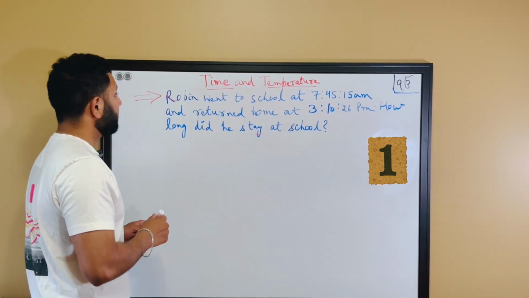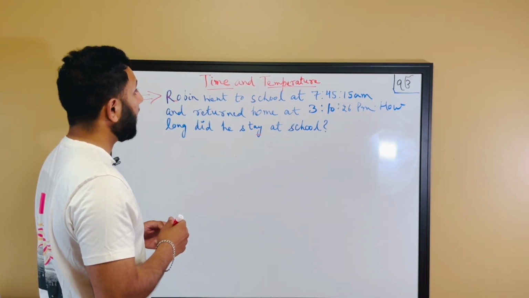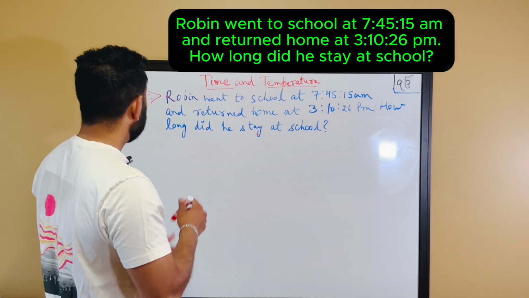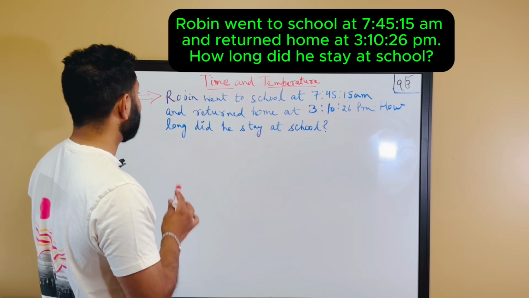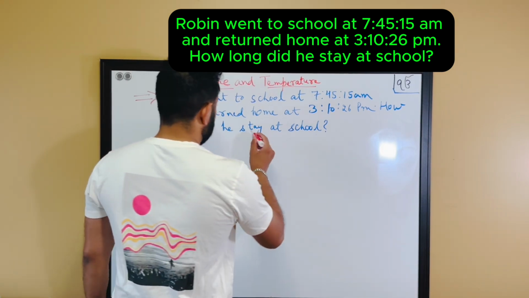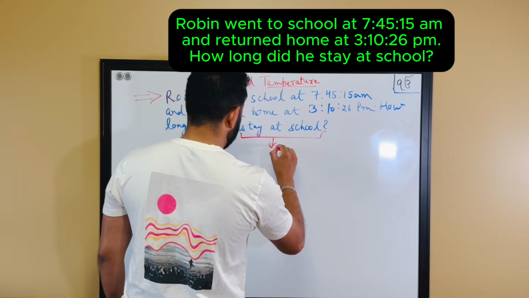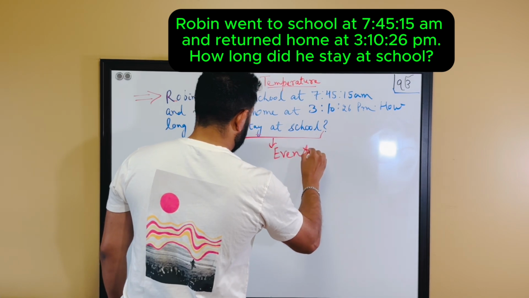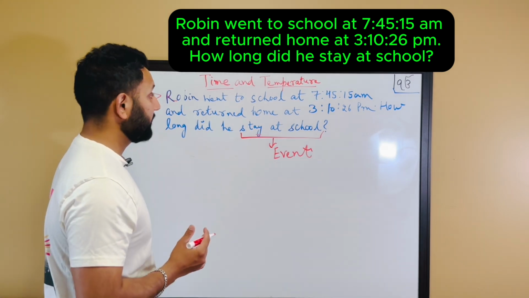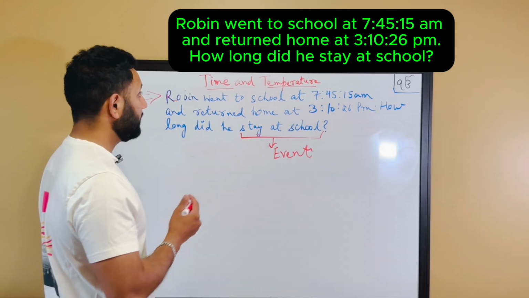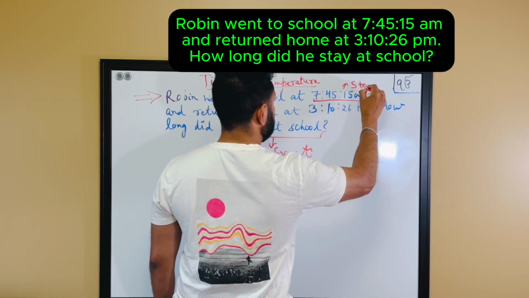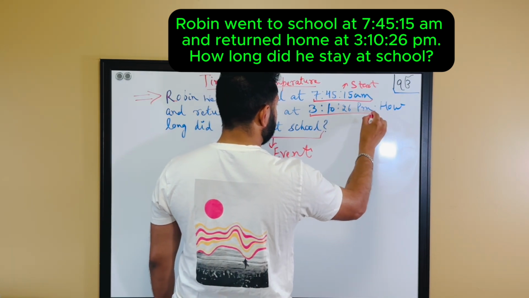So our first problem is Robin went to school at 7:45:15 a.m. and returned home at 3:10:26 p.m. So what we need to find out is, how long did he stay at school? That means how much time did he spend at school? So staying at school is an event, and what we need to find out is the time elapsed. As we know, the time elapsed is the amount of time taken by an event to happen, and here our starting time is this and our end time is this.